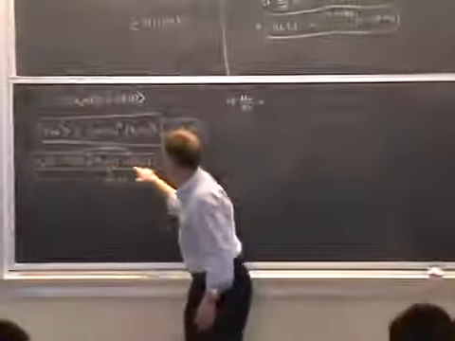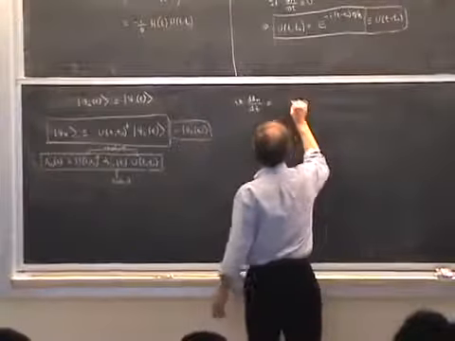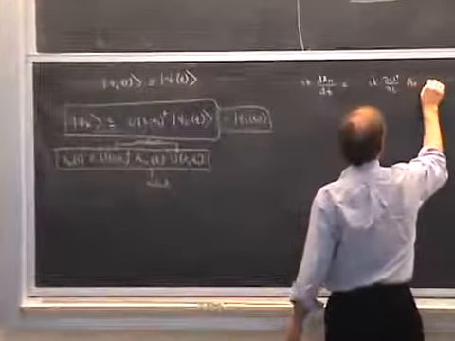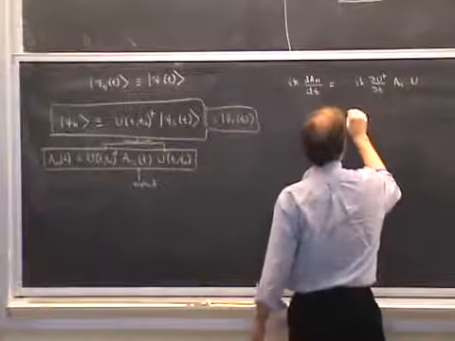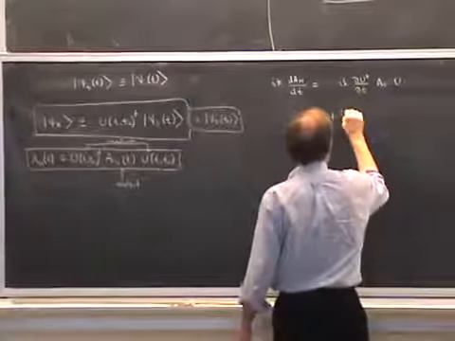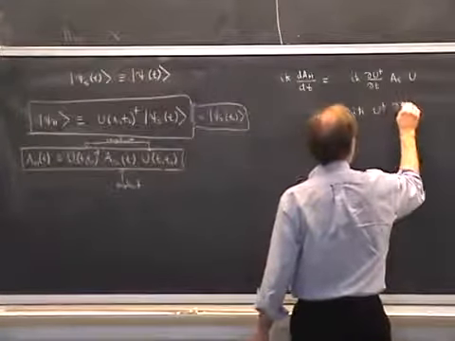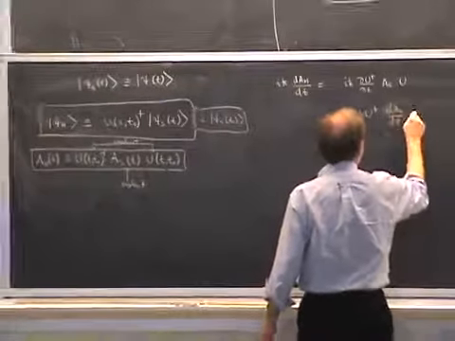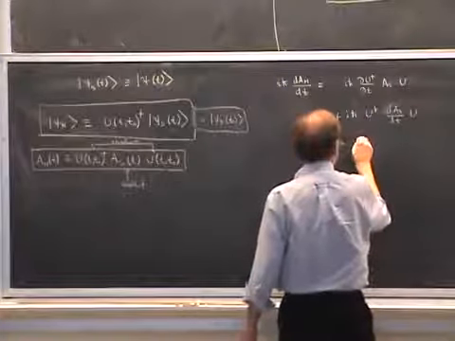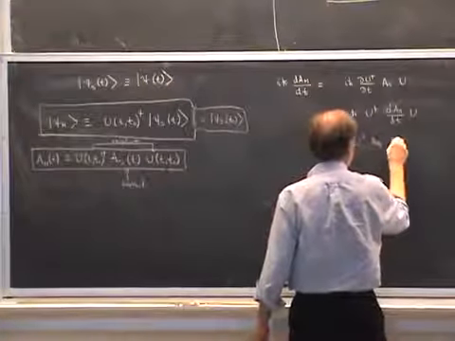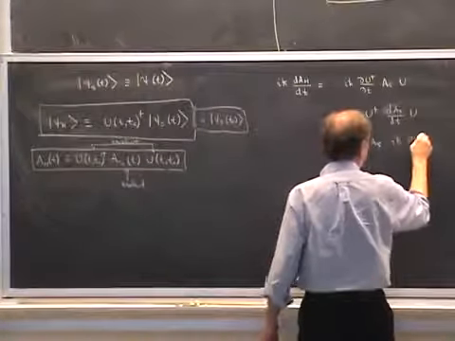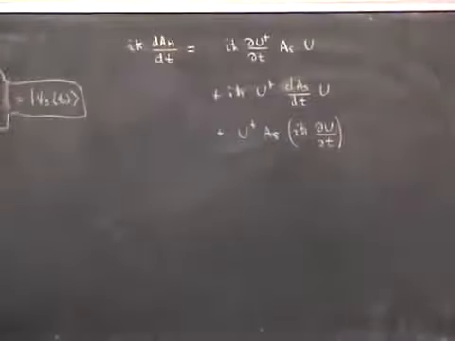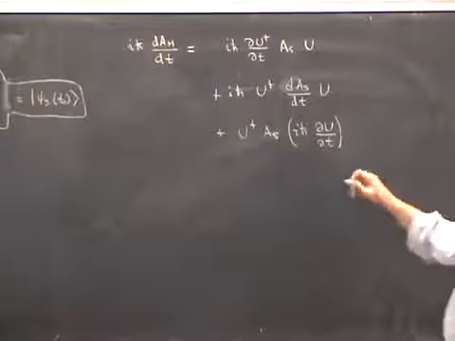Well, by the chain rule, there's three terms here. There's an i h bar partial of U dagger with respect to t times A Schrödinger times U. Then there's a second term, which is i h bar U dagger times dA Schrödinger dt times U. And then there's another term which is U dagger times A Schrödinger times i h bar partial of U with respect to t, using the chain rule for the three terms.